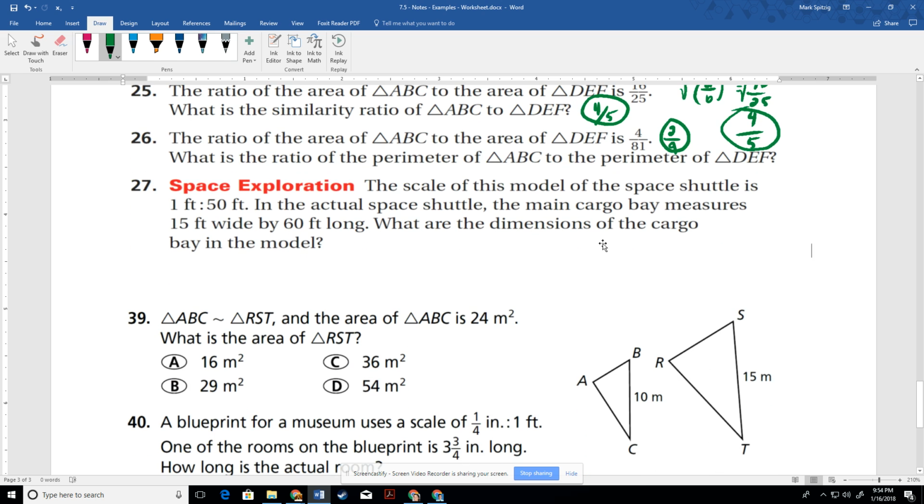We have a scale model question here. It says the model is going to be 1 foot to 50 foot. So 50 to 1 sort of ratio here. So 1/50 is going to be my scale factor here. What is the scale factor in this case? That's going to be my first ratio that I can set up. It says the main cargo bay measures 15 by 60. What are the dimensions of the cargo bay?